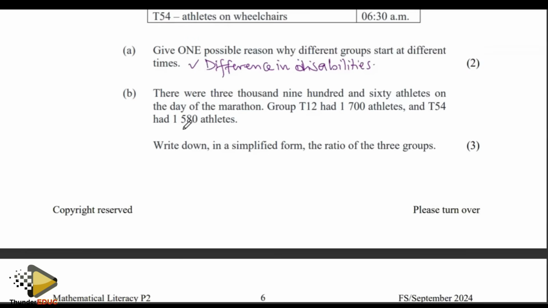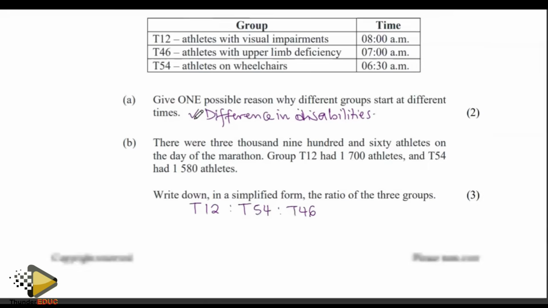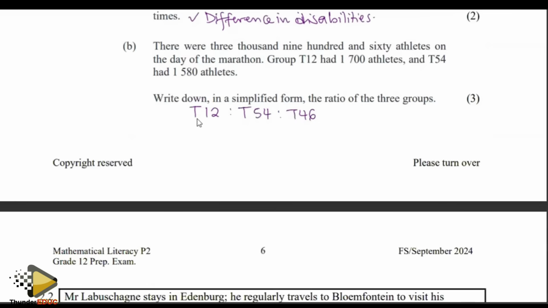Then part B. There were 3,960 athletes on the day of the marathon. Group T12 had 1,700 athletes and T54 had 1,580 athletes. Write down in simplified form the ratio of the three groups. Remember, we have T12 and T54 and T46. So we've already seen that this one has 1,700 and this one had 1,580. But they have told you when they added them, there were 3,960. So this part is missing.